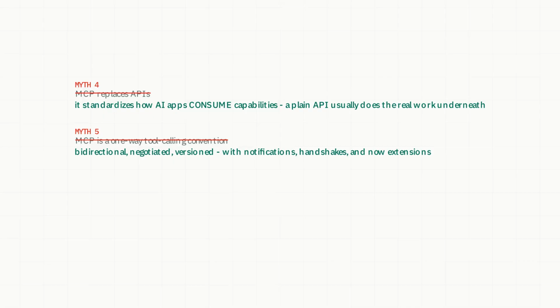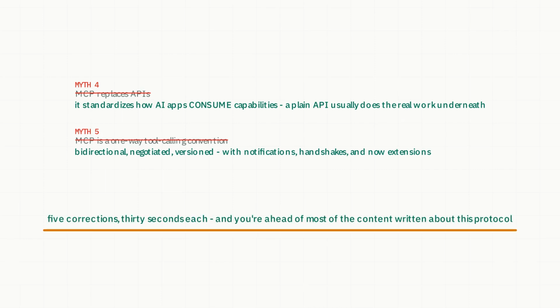The protocol question is about the consumer count and the sharing model, never about replacing the plumbing that already works. And 5. MCP is a one-way tool calling convention. It's a bidirectional, negotiated version protocol with notifications, capability handshakes, and now extensions. The tool call is just its most visible move. 5 corrections, 30 seconds each, and you're ahead of most of the content written about this protocol.